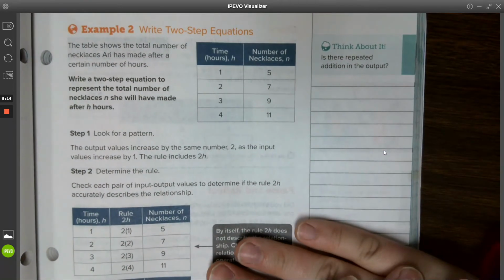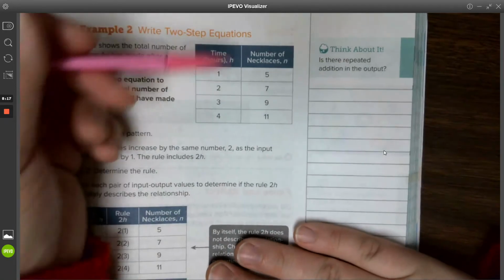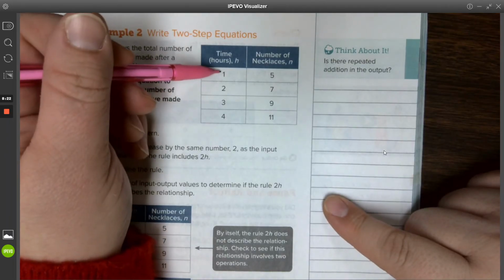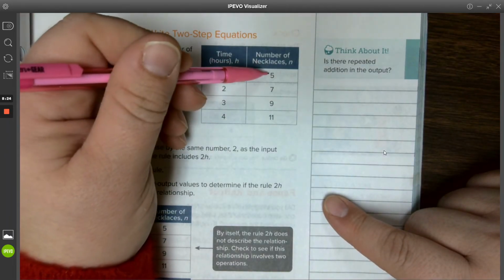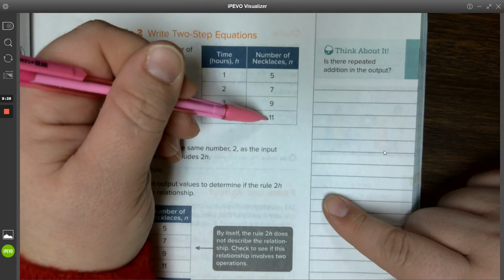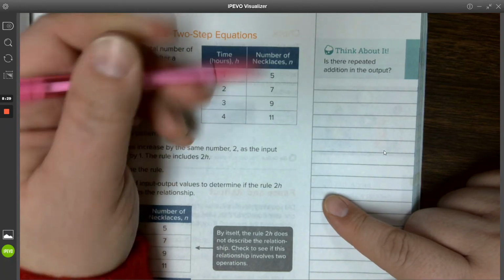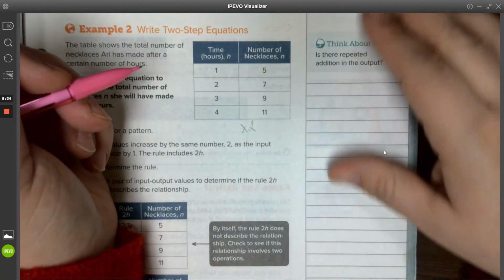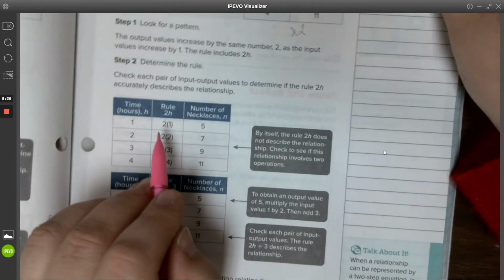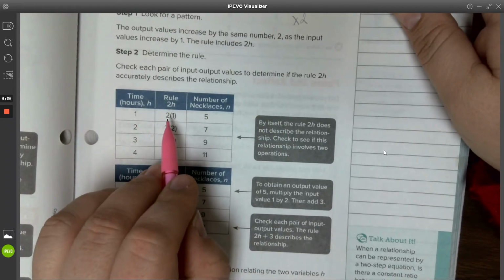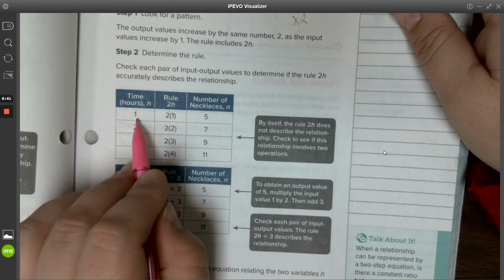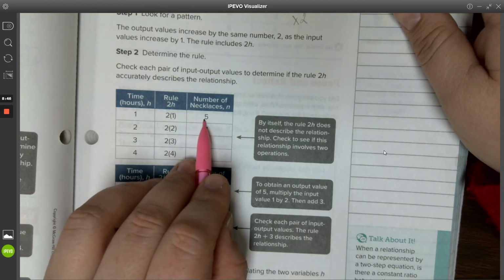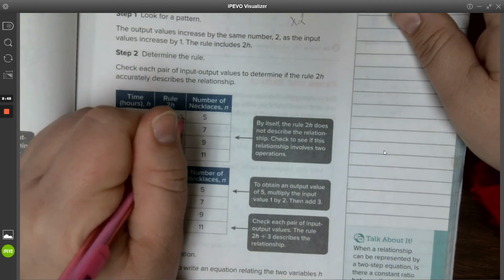Now let's take a look once again at our table. The first step is to notice any patterns. So if I'm looking here, this is increasing by 1, this is increasing by 2. Now if this is increasing by 2, remember that means we have to multiply by 2 somewhere in our problem. So let's check this. If I use the rule 2 times H, 2 times 1, the number of hours, that gives me 2, but I need to get to 5. So I would need to then add 3 here.